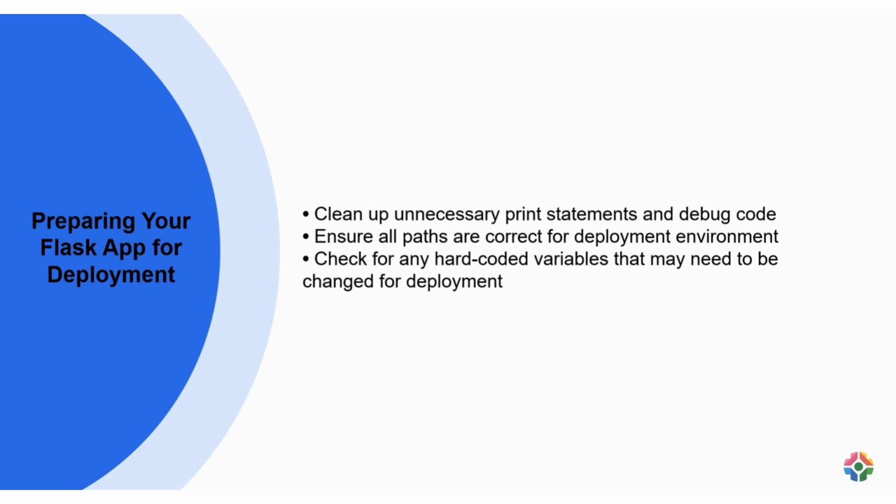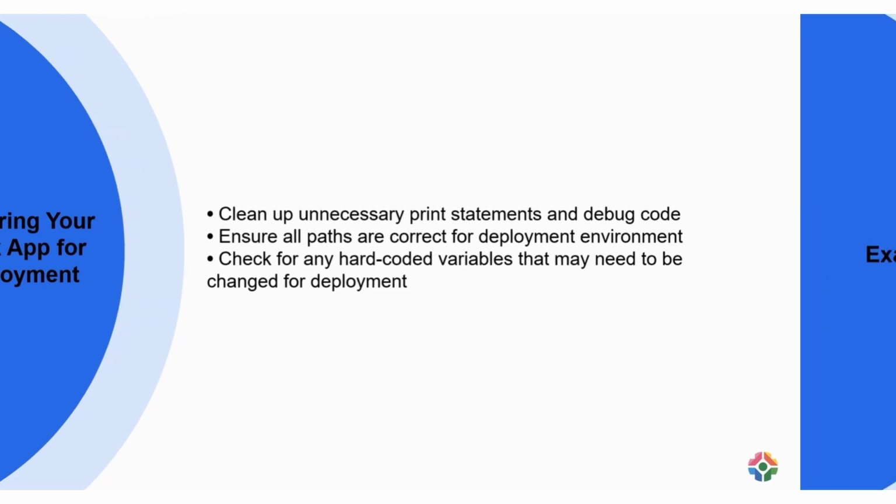For instance, a web application may need to adjust database connection settings when moving from a local server to a live server. Similarly, a mobile app may need the API endpoint URLs updated when transitioning from a staging to a production environment. By addressing these issues, you enhance the reliability and efficiency of the deployment process.